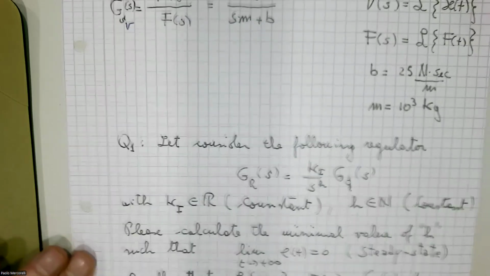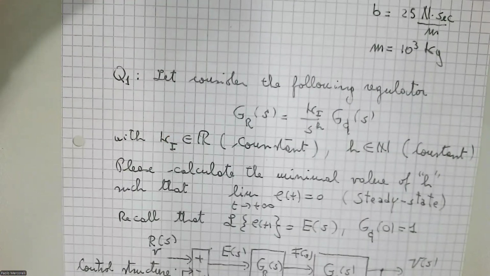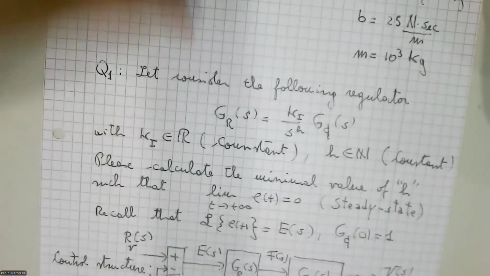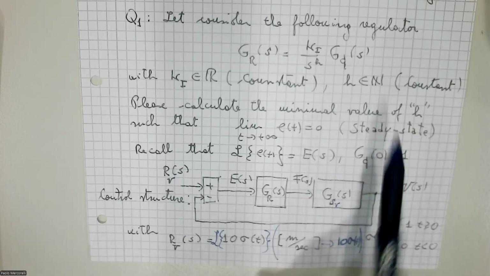Let me show you everything. Let's go. The first question is articulated defining the controller, which is always the same, Ki divided by s up to h, multiplied by C(s), something which we will define later.